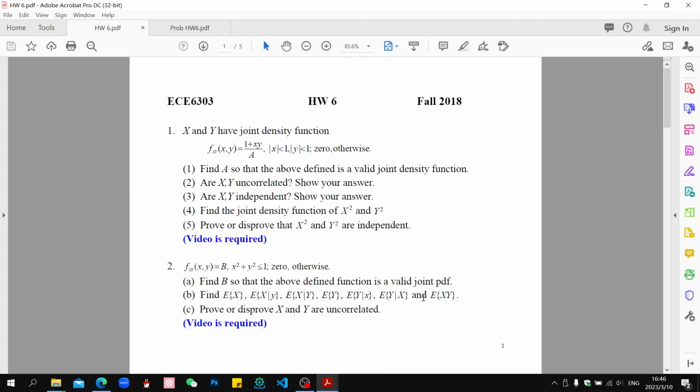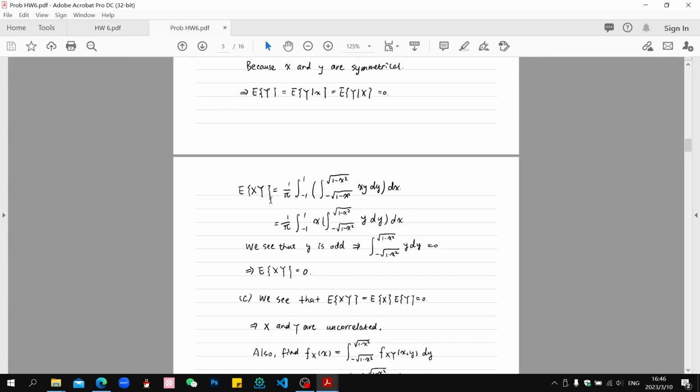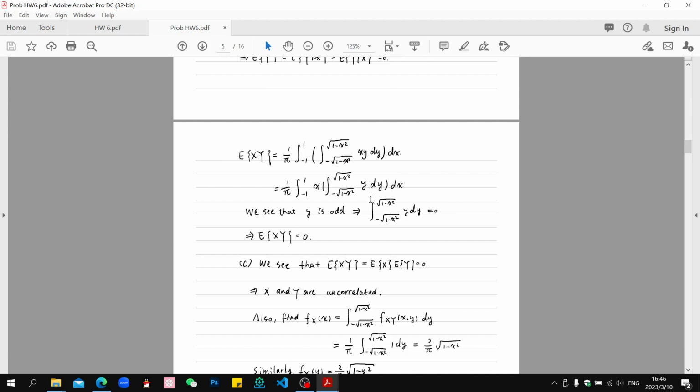And then we can find the expectation of x times y. The expectation of xy equals this integral, 1 over pi times the integral from -1 to 1 dx, and within it is the integral of the function xy dy, over the range from minus square root of 1 minus x squared to the square root of 1 minus x squared. And thus we can see that in y it is odd. That is, this integral is 0. And then the whole integral, that is, the expectation of x times y, is also 0.